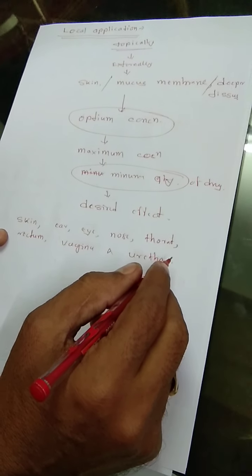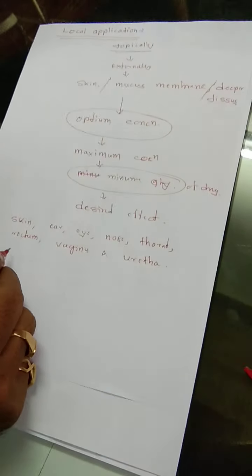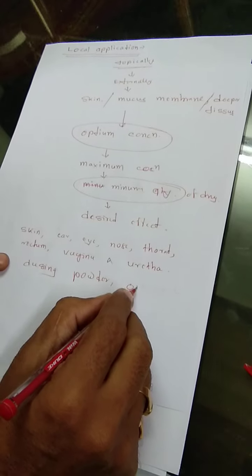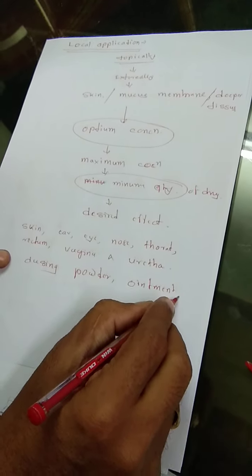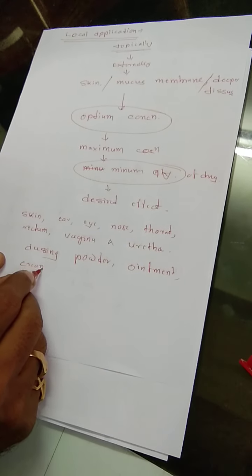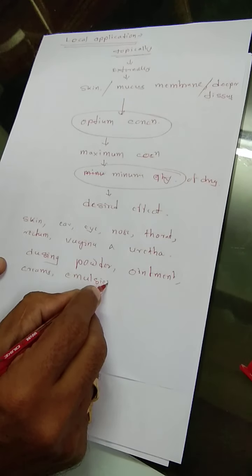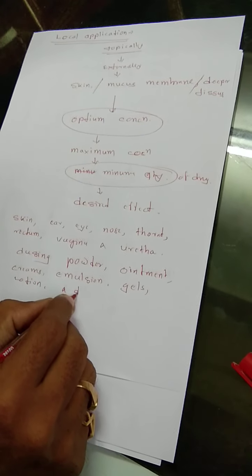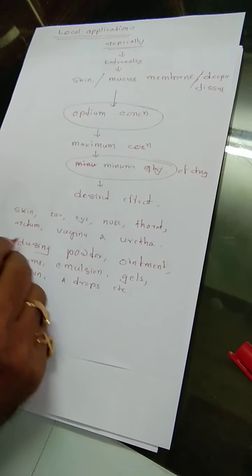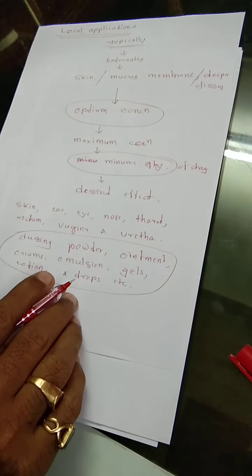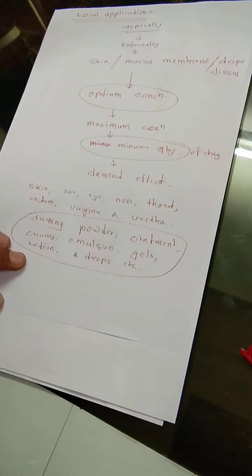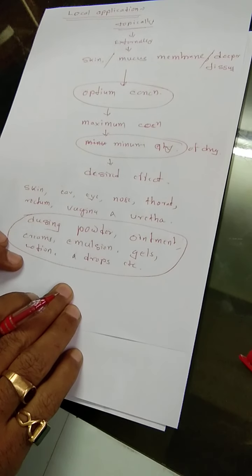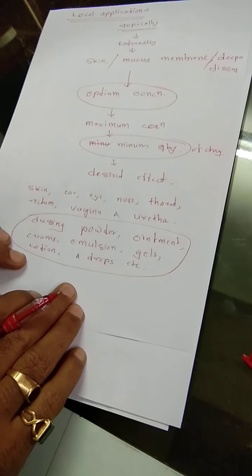Now, the common dosage forms of the drug used are dusting powder, ointments, creams, emulsions, gels, lotions and drops, etc. These are the common forms used externally, sometimes in a body cavity, sometimes at an external site of action. Special types of jelly and vaginal tablets are available for local application.